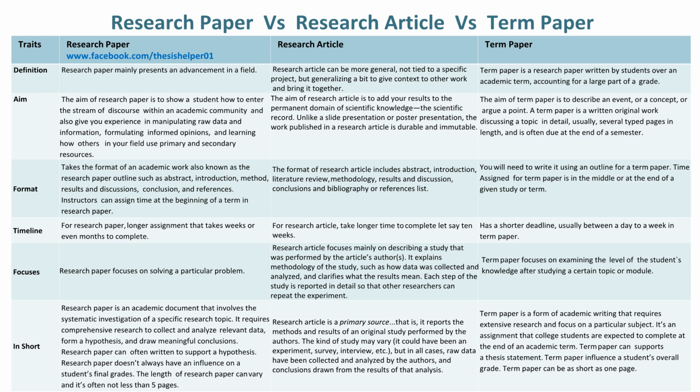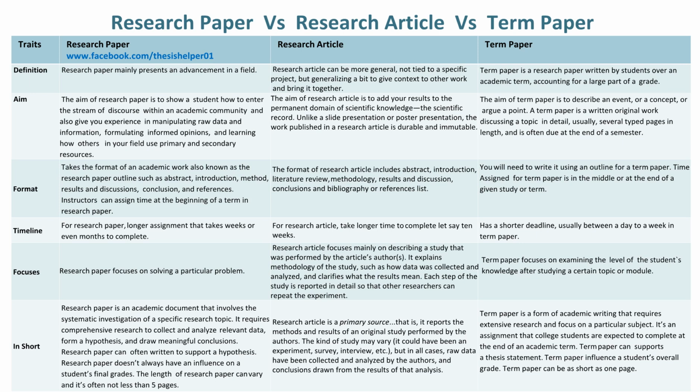Research paper focuses on solving a particular problem. Whereas, research article focuses mainly on describing a study that was performed by the article's authors. It explains methodology of the study, such as how data was collected and analyzed, and clarifies what the results mean. Each step of the study is reported in detail so that other researchers can repeat the experiment. Whereas, term paper focuses on examining the level of the student's knowledge after studying a certain topic or module.